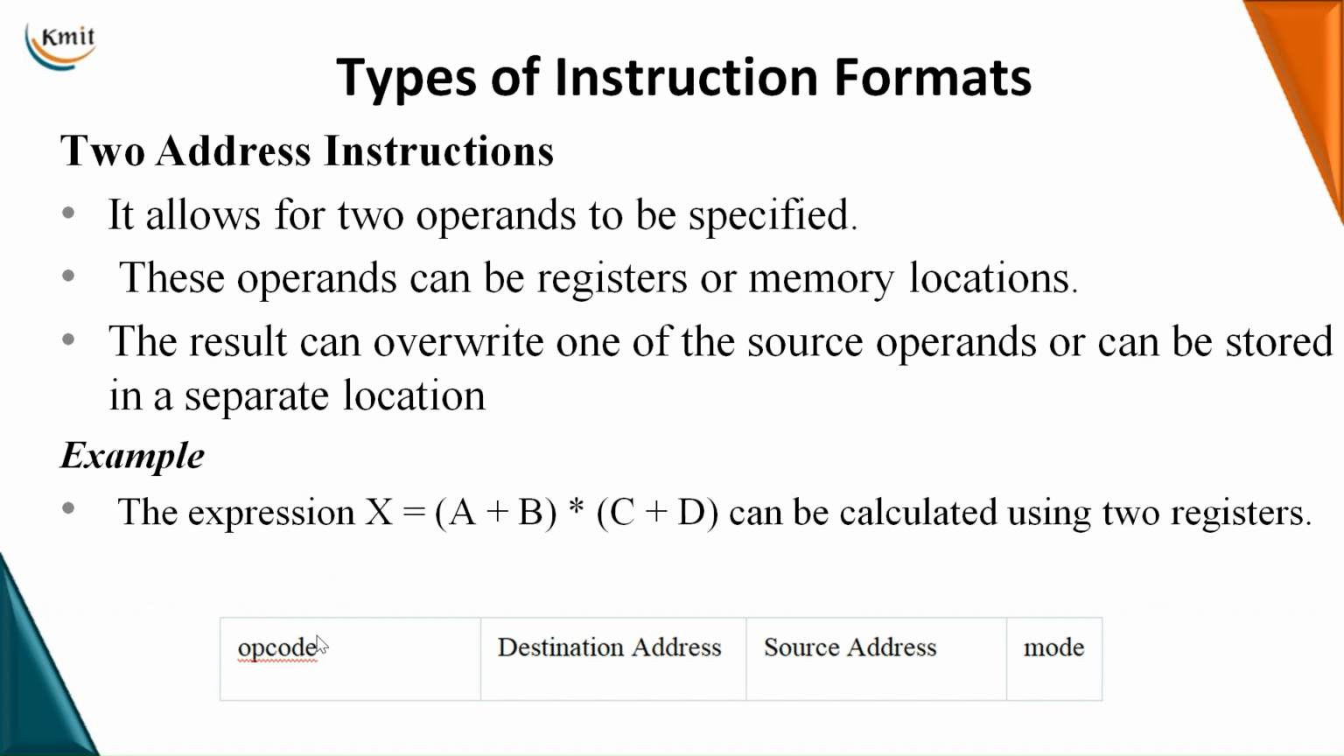The next type of instruction format is the two address instruction format. In two address instructions, the address part of the instruction contains two operands. It basically allows two operands to be specified in the address part, and you can use one or two depending upon your requirement. These operands can be either registers or memory locations. The result can overwrite one of the source operands or be stored in a separate location in memory. If we consider the same example, (A + B) * (C + D), we'll see how this can be implemented using the two address instruction format.